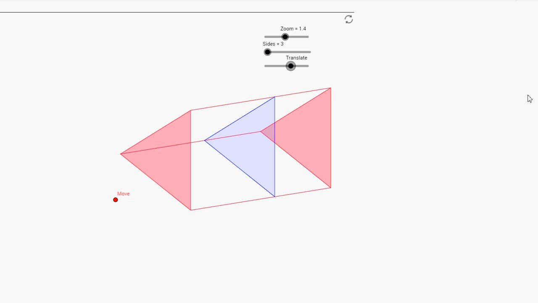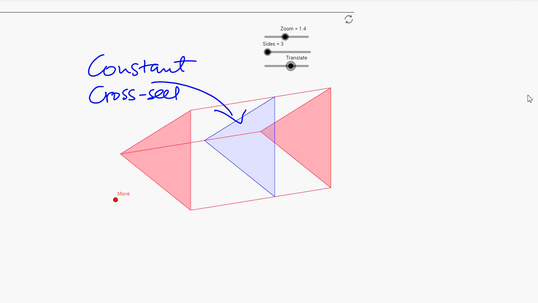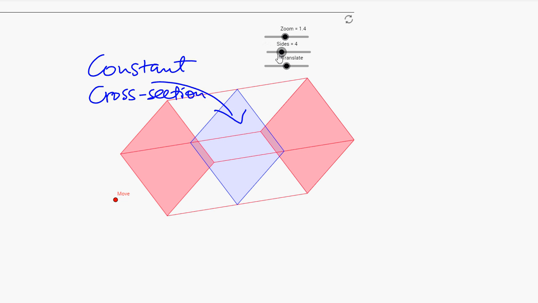So this is what we mean by constant cross section. All through, you can see that this shape has a constant cross section all through its length. And the same applies to, for example, a shape like that. Again, we have a constant cross section all through. If I translate it along its length, we have a constant cross section all through.